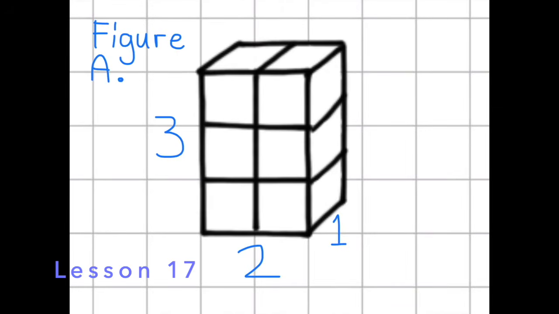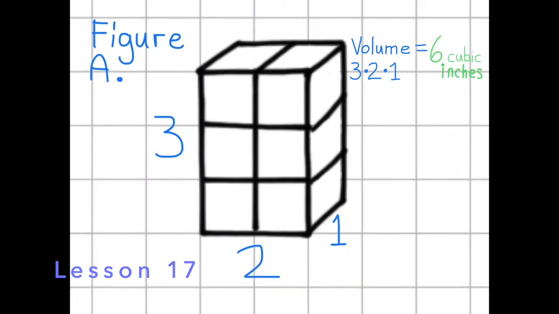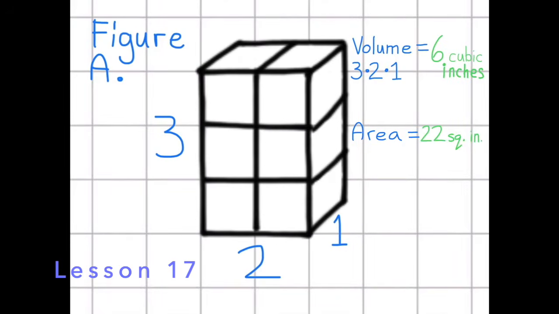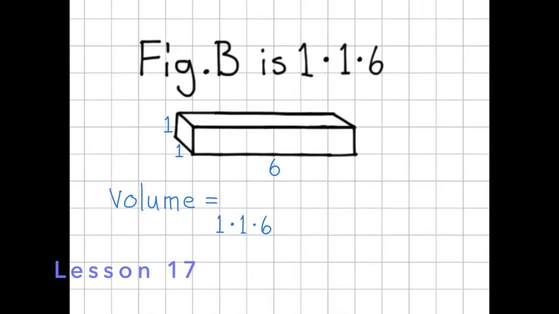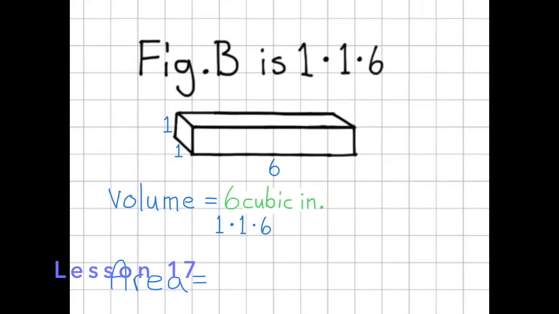Prism A is 3 by 2 by 1. So the volume of Prism A is 3 times 2 times 1, which is 6. The volume of figure A is 6 cubic inches. The area of Prism A is 22 square inches. Figure B is 1 by 1 by 6, or 1 times 1 times 6. So the volume of figure B is 6 cubic inches. The area of figure B is 26 square inches.